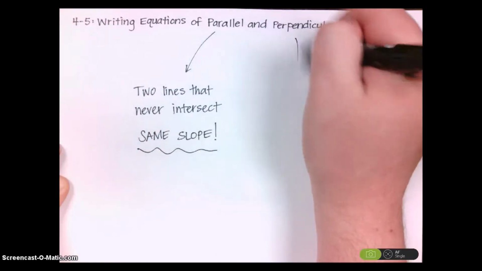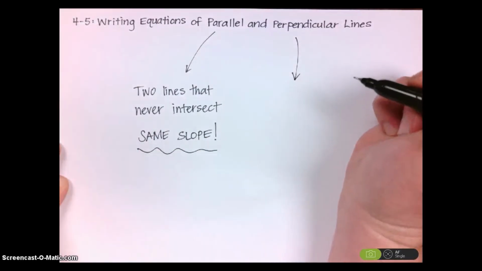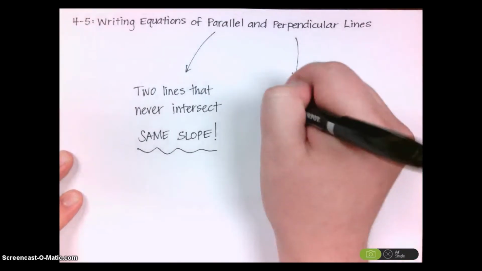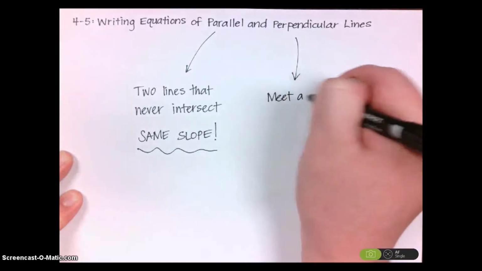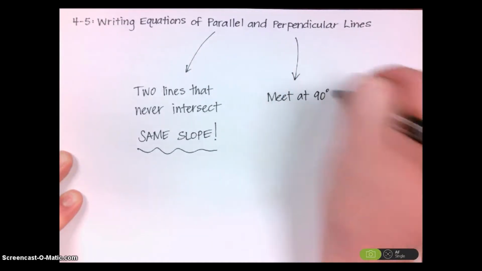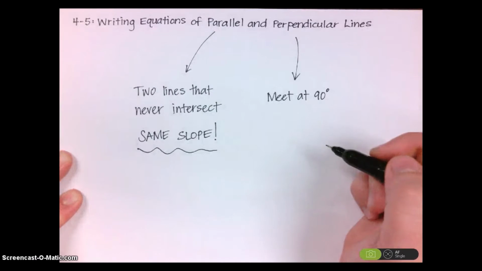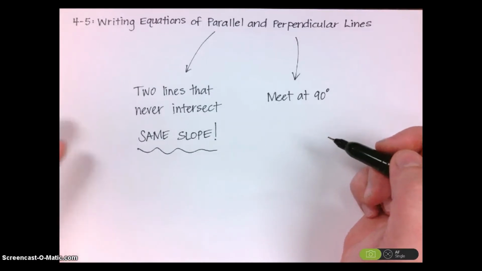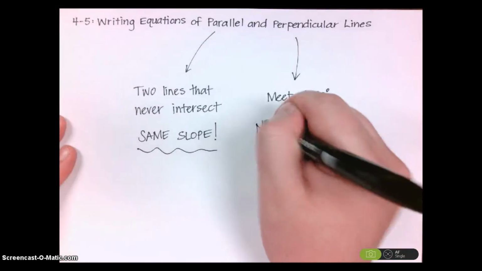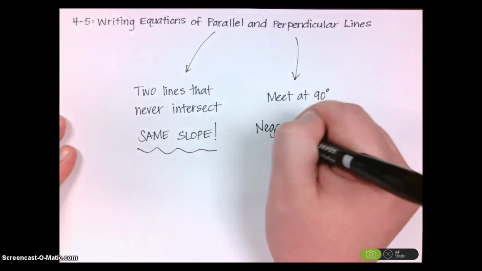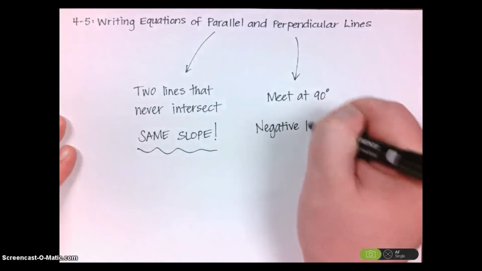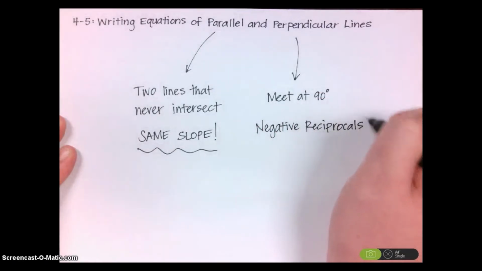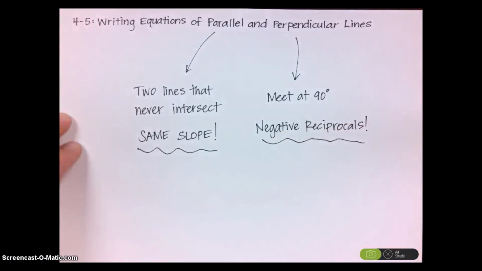Something new today is going to be talking about perpendicular lines, and what it means for two lines to be perpendicular is that they meet at 90 degrees. Okay? And the special thing about their slope is that not only are their slopes different, but they are negative reciprocals of each other. Okay, so let's just keep that in mind.